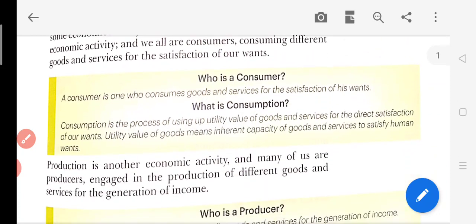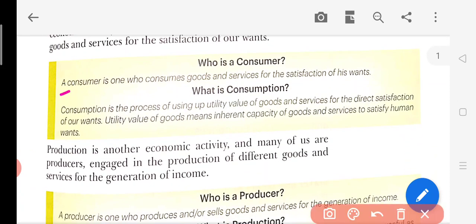Now the question comes, who is a consumer? A consumer is the one who consumes goods and services for the satisfaction of his wants. A consumer can be anyone, any person, any institution who does consumption or expenditure. And why is it doing so? Because it just wants to satisfy itself.